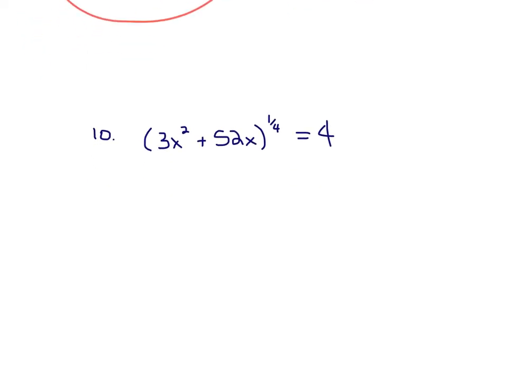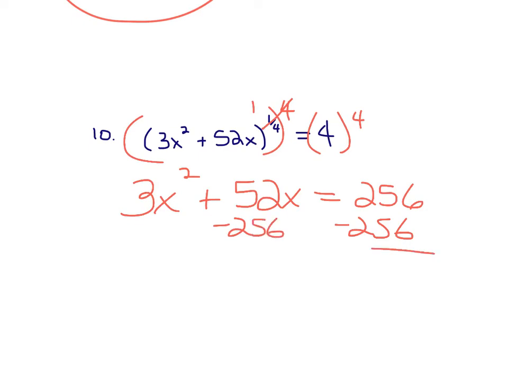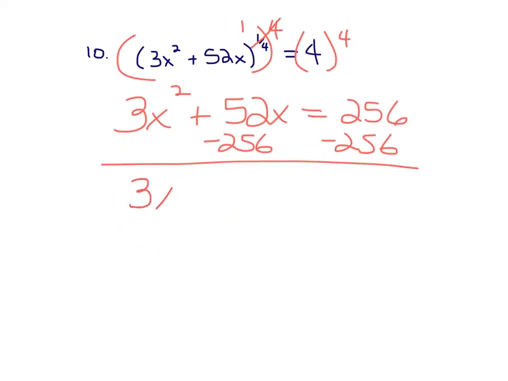Again, same thing, except for instead of a radical sign, we're raising that thing to the 1/4 power. But we get rid of it the same way, and we are going to raise both sides to a power of 4, because 4 times 1/4 gives me 1. So 3x squared plus 52x equals 256. I now need to get it into standard form. So I'll subtract the 256. 3x squared plus 52x minus 256 equals 0.